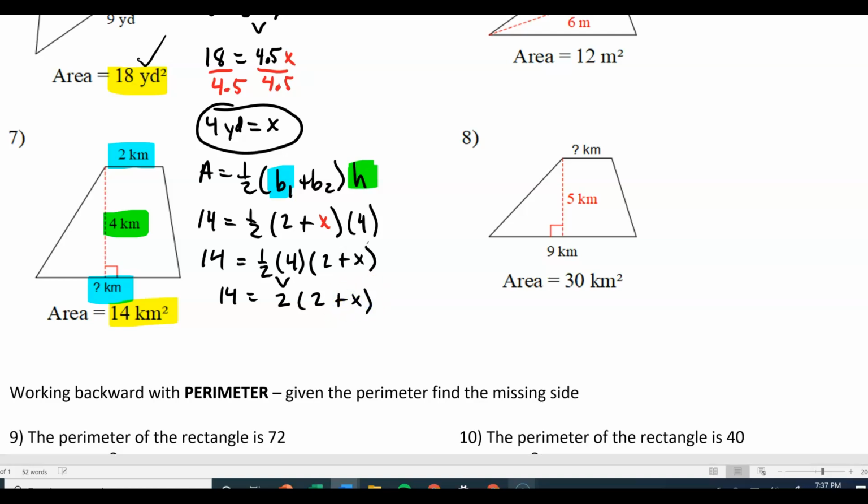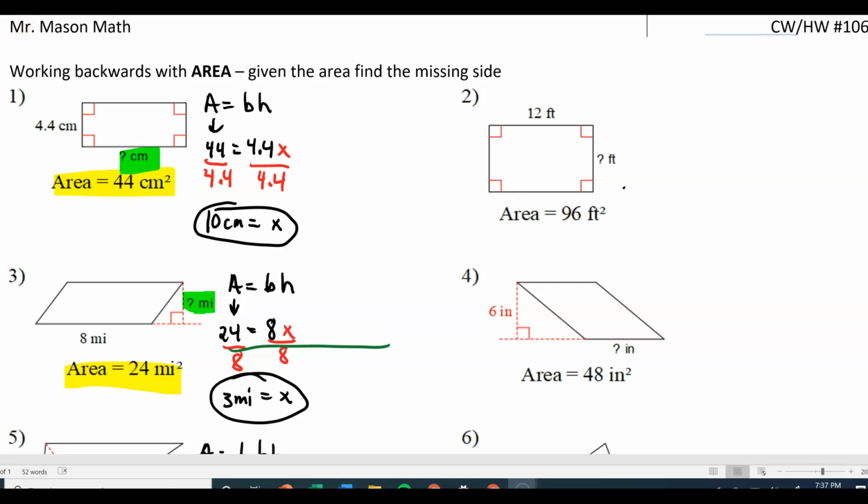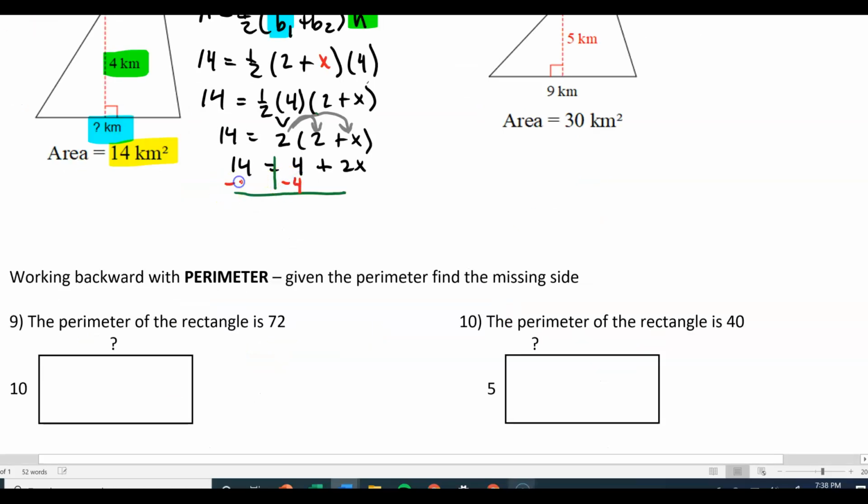You're not done here. You need to distribute. Again, to distribute means you multiply the number on the outside by both numbers on the inside. So 2 times 2 and 2 times x. So you have 14 is equal to 4, because that's what 2 times 2 is, plus 2 times x is 2x. That is a 2-step equation. We can subtract 4 or add -4 to both sides. We'll get 14 minus 4 is 10 is equal to 2x, because you're just dropping that right on down, and then divide both sides by 2. So x is equal to 5.